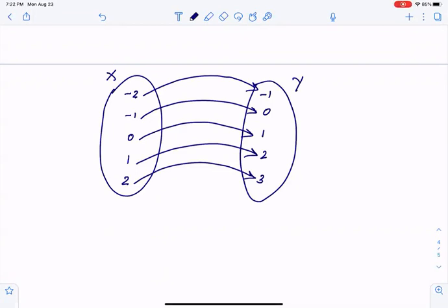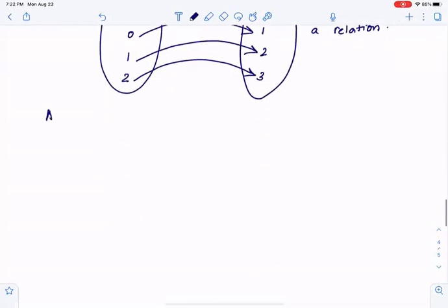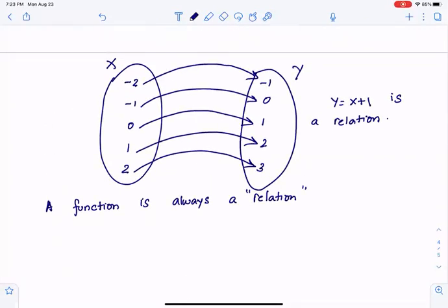So clearly, you can say that y equals x plus 1, which is a function, y is a function of x, but it is also a relation. In general, a function is always a relation. In the sense that anytime we have a function, we could write a set of ordered pairs, and when we draw stuff, it is going to look like this.